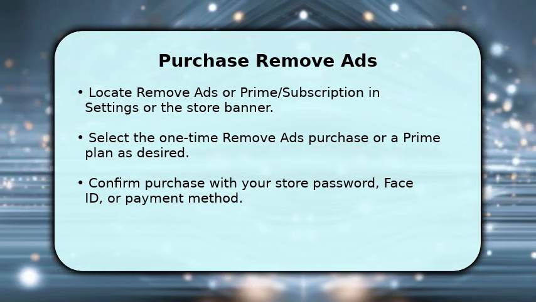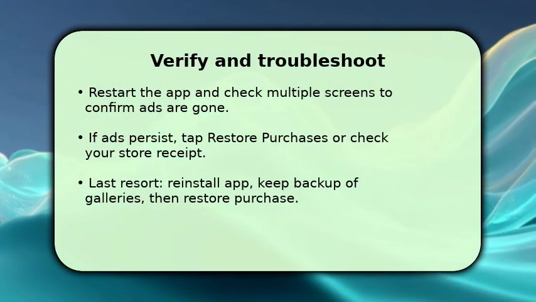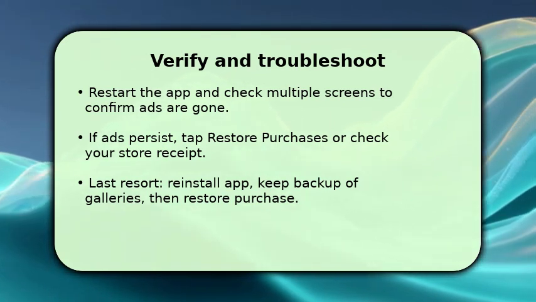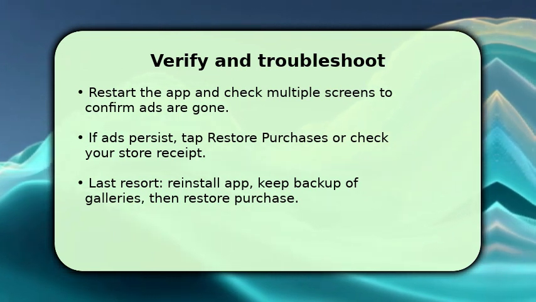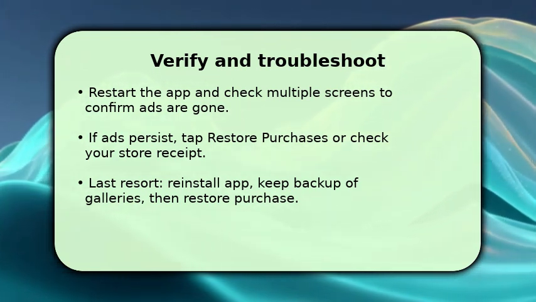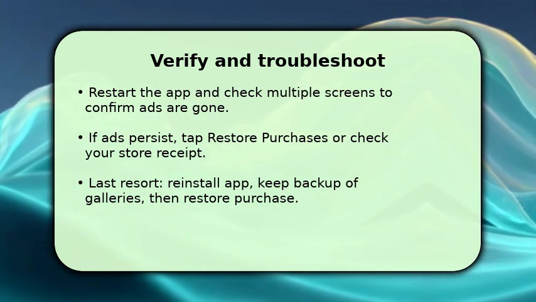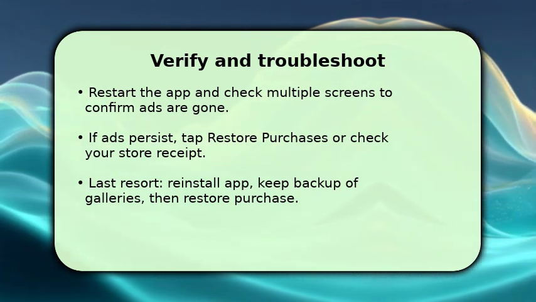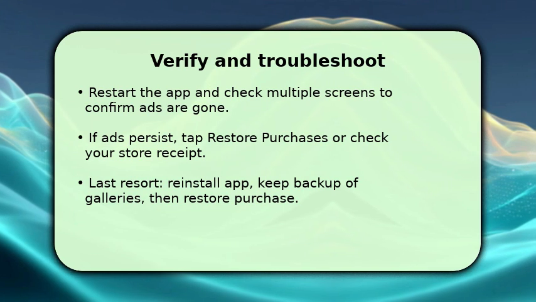Finish by restarting Ibis Paint X and navigating through a few tools and galleries to verify ads are removed. If you still see ads, make sure the purchase receipt appears in your App Store or Google Play history and tap Restore Purchases inside Ibis Paint X. This reconnects your purchase to the app. If that fails, back up your galleries, uninstall and reinstall the app, then restore purchases after reinstalling. This usually resolves account sync issues.